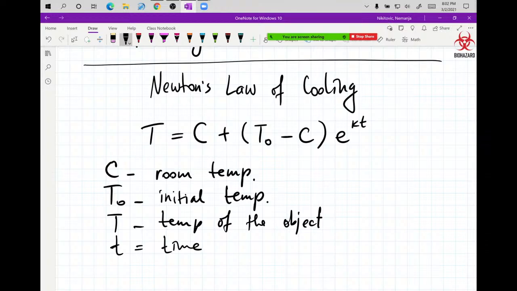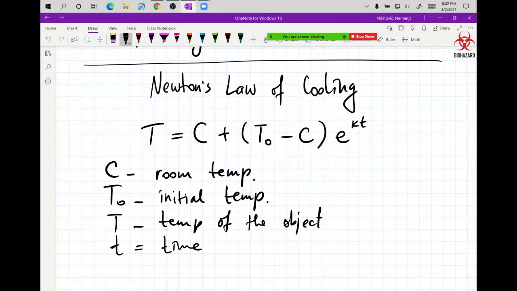Yes, go ahead. What's the difference between initial temperature and temperature of the object? So both are the temperatures of the object. Now, the initial temperature of the object is at the beginning of your calculation, at the beginning of the measurement.